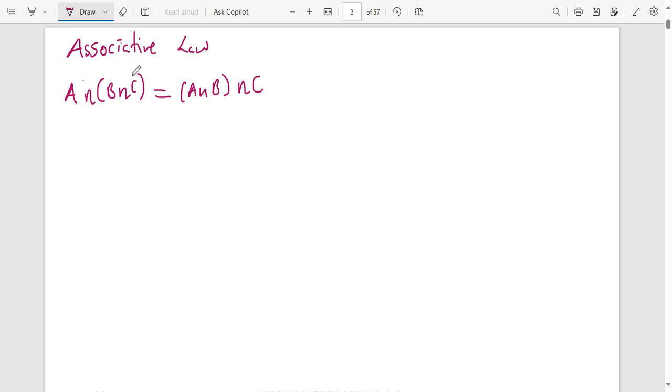Now, how do we prove the associative law? Proving these laws, you are going to get the left hand side and the right hand side of the equation that you've been given. You need to prove. Now, this is based on this principle. It is based on the principle of subsets.